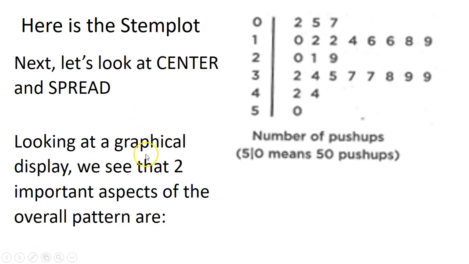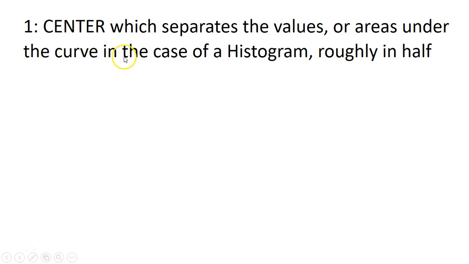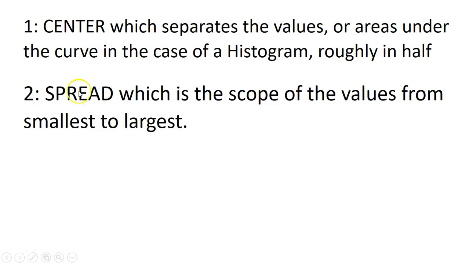It says, looking at a graphical display, we see that the two important aspects of the overall pattern are, right, one, a center, which separates the values or areas under the curve, in the case of a histogram, roughly in half. And two, a spread, which is the scope of the values from smallest to largest. That's your spread, from smallest to largest. The center separates the values or the areas under the curve, in the case of a histogram, in half.